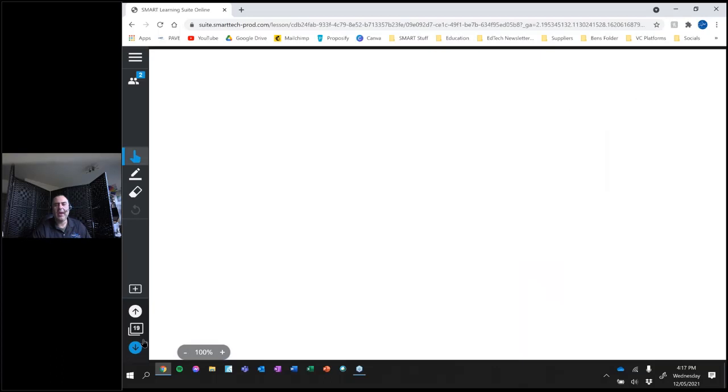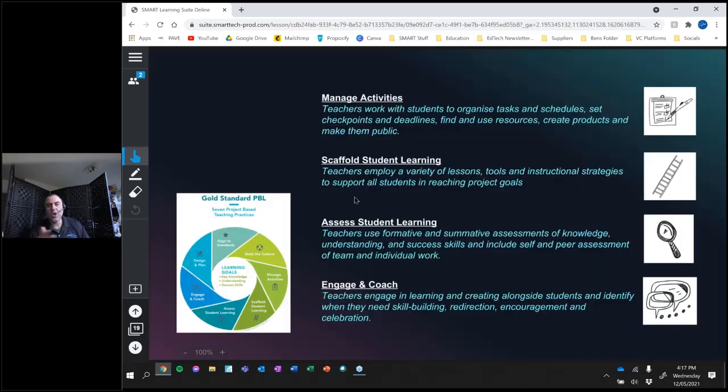The next one we're talking about is managing activity. So teachers work with students to organize tasks and schedules. Now, schedules is the really big one, so timelines. You want to set checkpoints and deadlines. Yes, we're doing open-ended exploration, but you need to have some sort of task timeline and task deadline so that students can actually work towards achieving some sort of outcome.